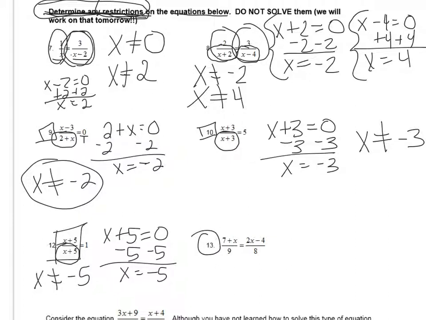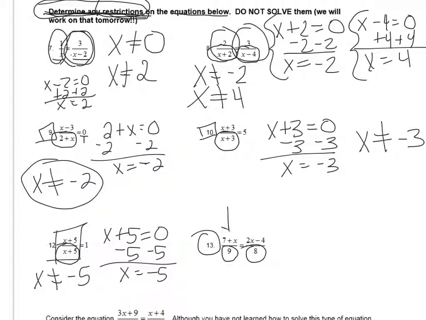Now in number 13, there's two denominators. One has a 9 and one has an 8. There's no variable in the bottom of either one of these in this equation. So what value of x makes this fraction undefined? That's the empty set. There are no values of x that make this fraction undefined.